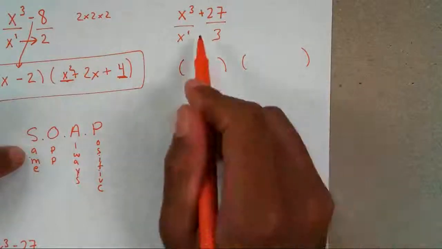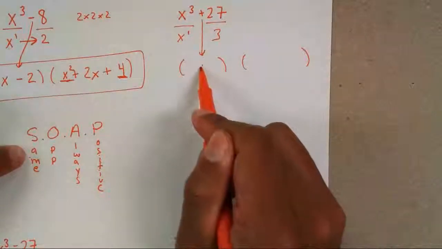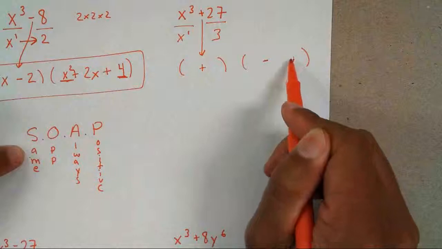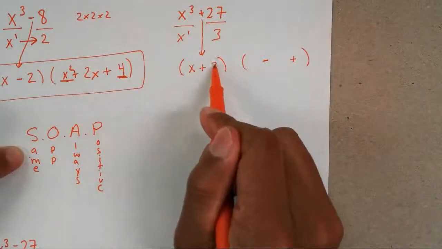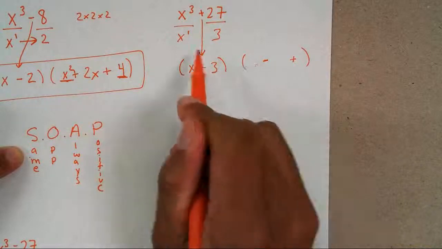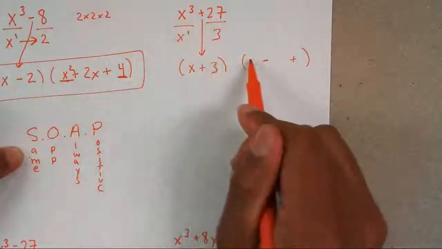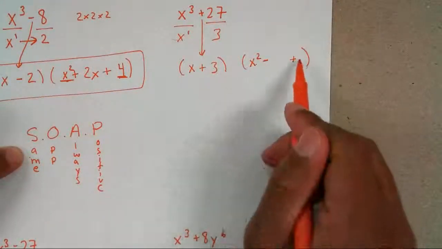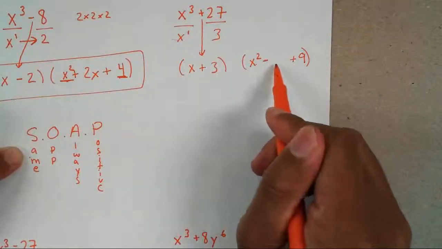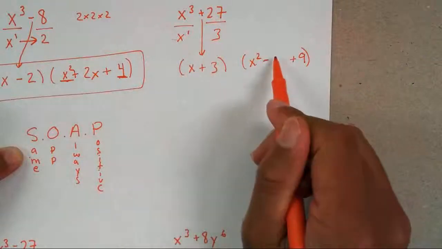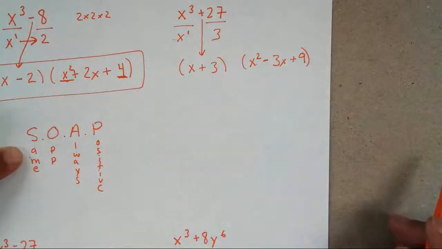Same sign, opposite sign, always positive. Your bases go in the first parenthesis, they follow the arrow. Since this is on the left, this is on the left, divide them. X squared. This is on the right, this is on the right, divide it, you get 9. And to figure out the middle, you're going to multiply your bases, 3x.